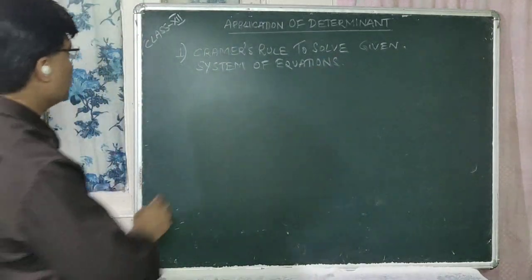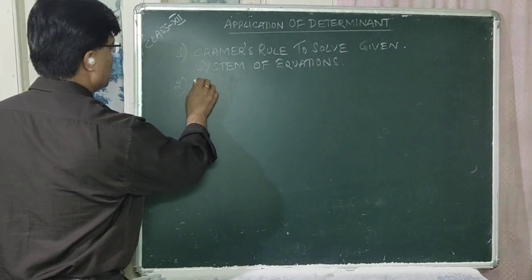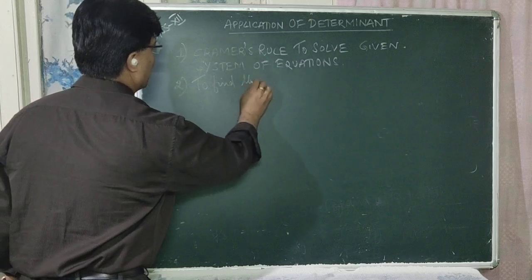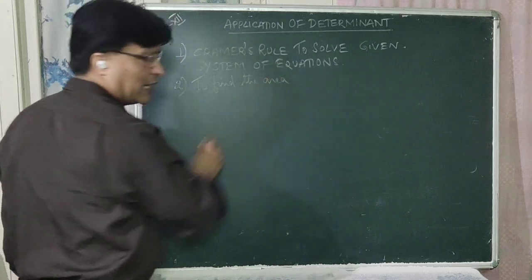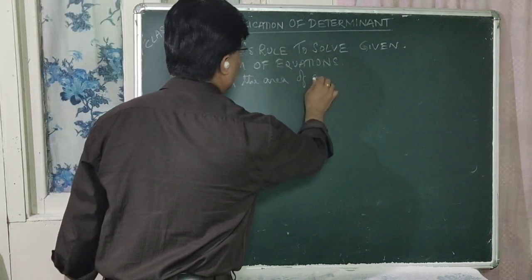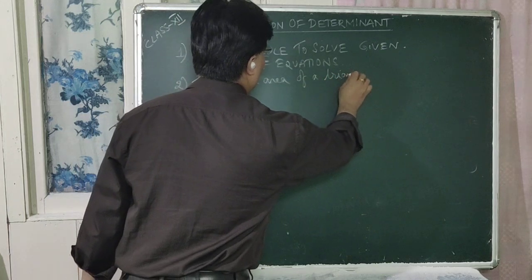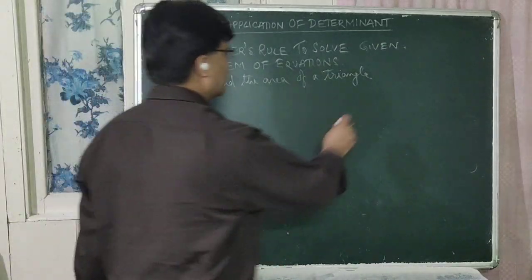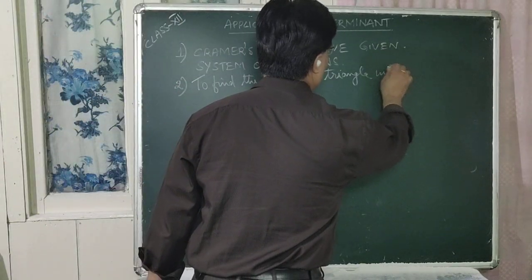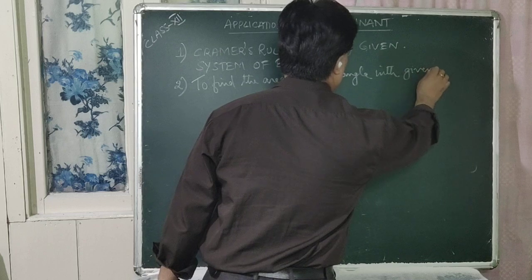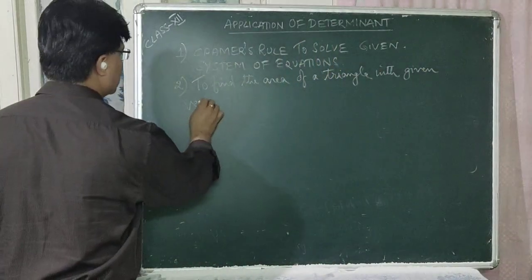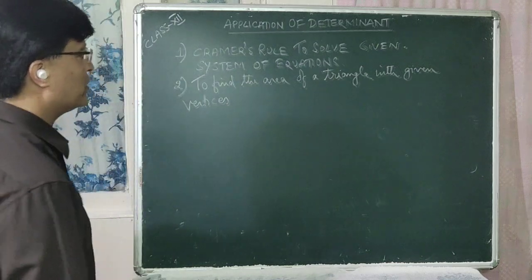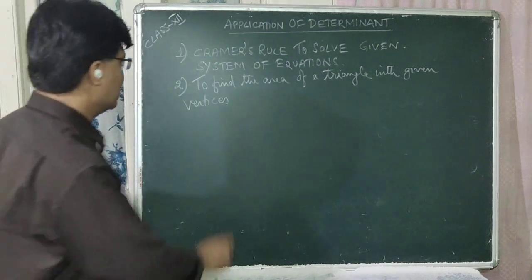And number two is to find the area of a triangle with given vertices.